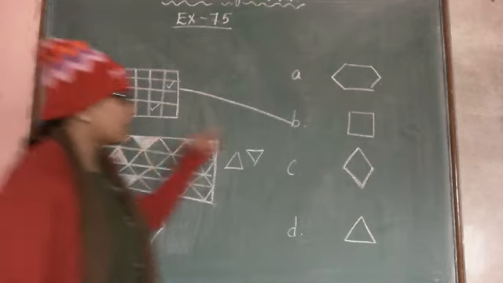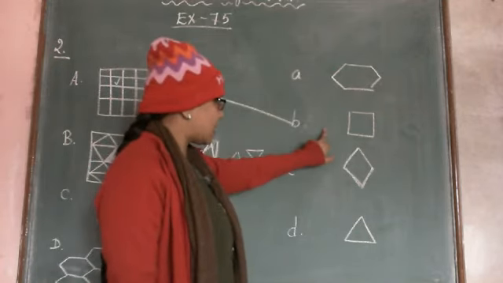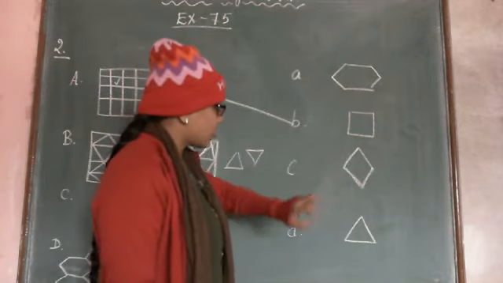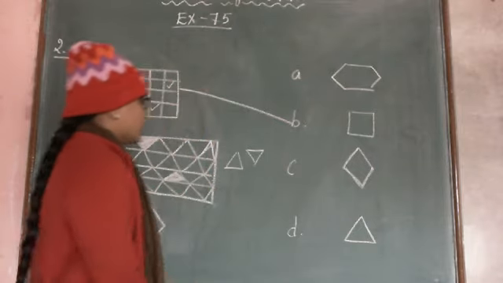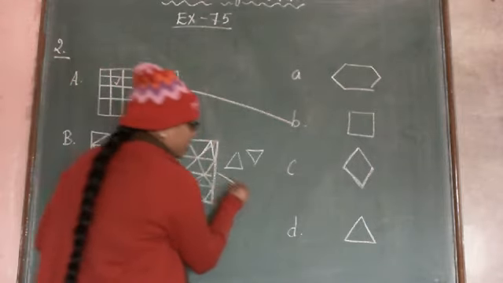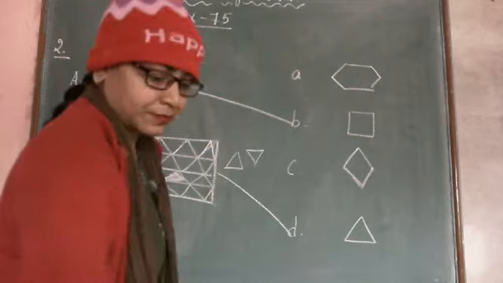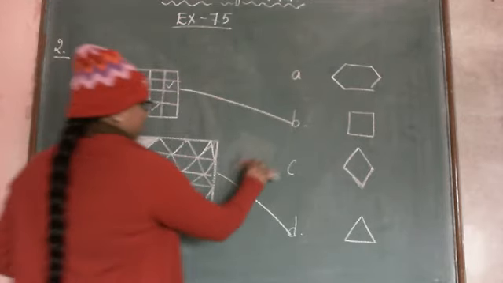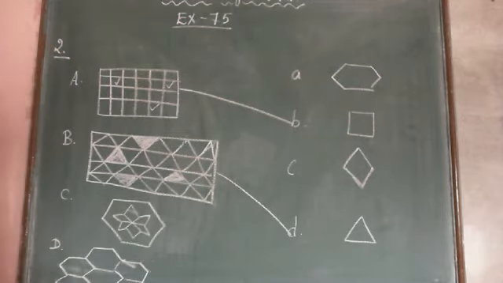So is a triangle there? No, this is not a triangle. This is already done. This is also not a triangle. Yes, this is the triangle. So we will match B with B. Yeah, very simple kind of questions. Now the next one.